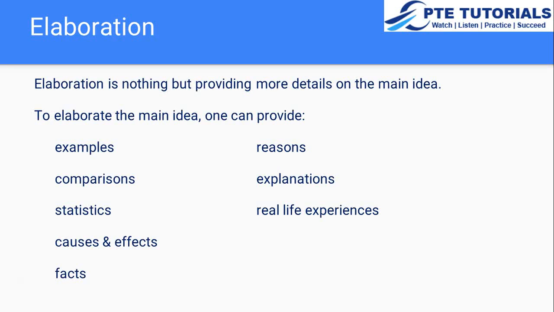Last, elaboration. Elaboration simply means you're providing backing for your statements. Similar ones, things that support your main ideas, include examples, comparisons, statistics, cause and effects, facts, reasons, explanations, and real-life experiences. These all provide backing to your statements.